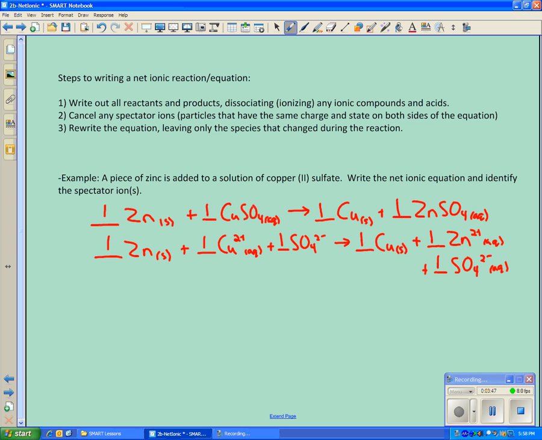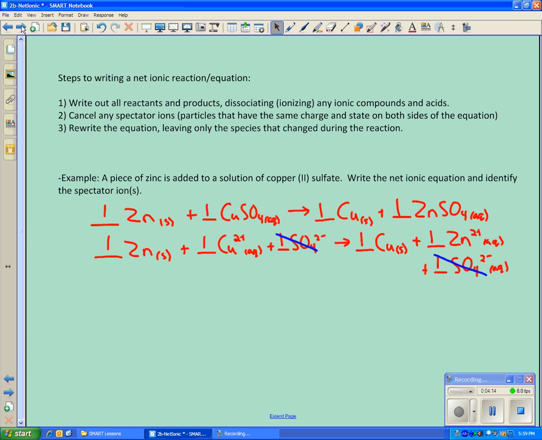Now we want to cancel out anything that's exactly the same on both sides. If you look at the ions, there is 1 sulfate ion on both sides. Same charge, same state, and the same number of them. So the sulfate ion doesn't do anything during this reaction. It's a spectator. It just sort of floats along and looks at everything that's happening.